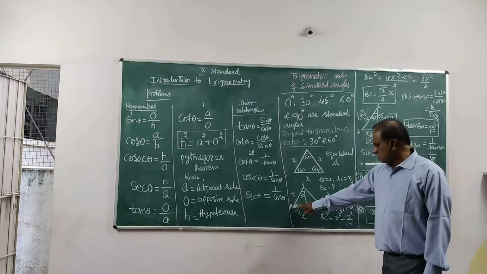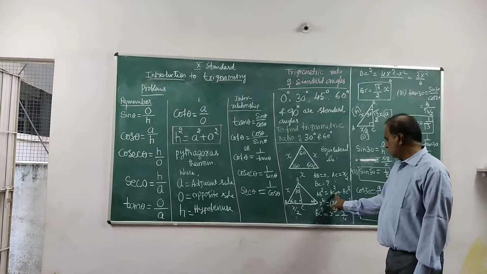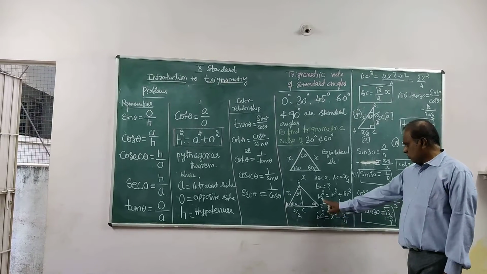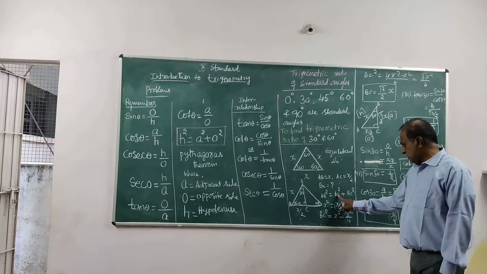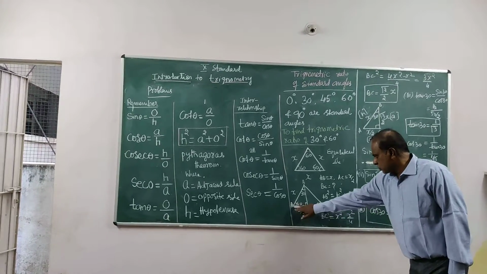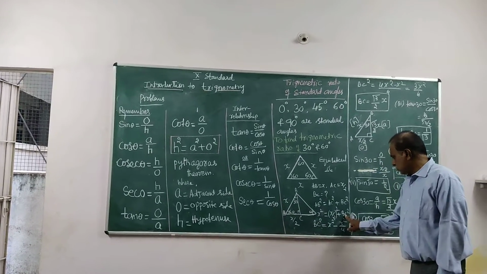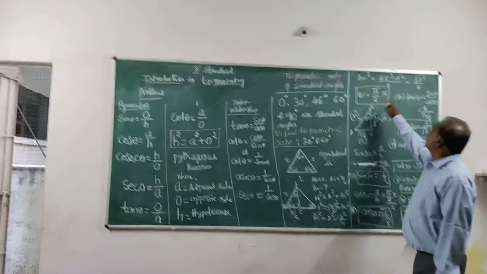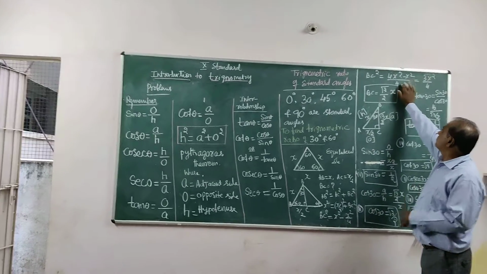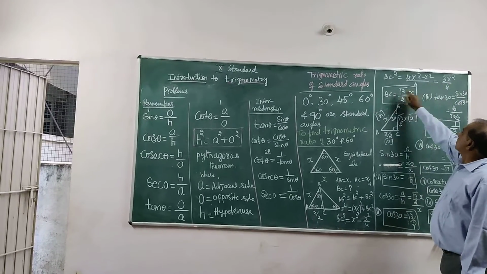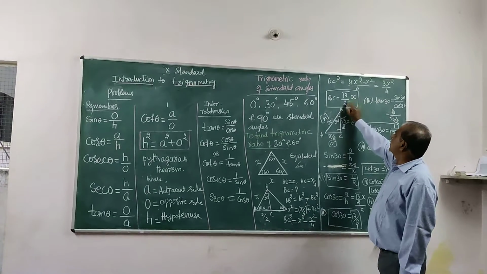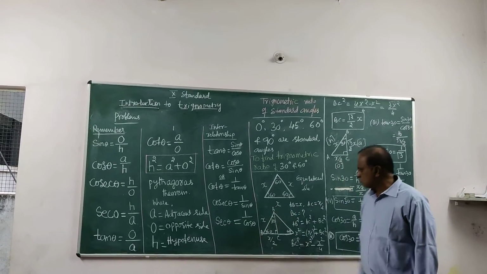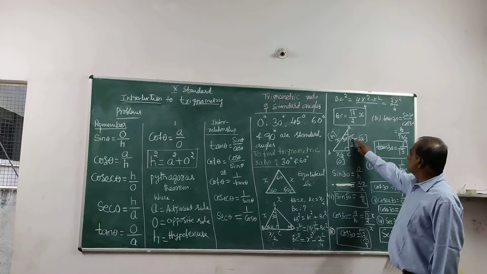Pythagoras theorem: this is hypotenuse, these two are the other sides. This is x, this is x by 2, AC. This length we don't know, BC. BC square is equal to, take LCM and simplify, 3 x square by 4. BC is root of that, root 3 by 2 x. Length of this side is root 3 by 2 x.